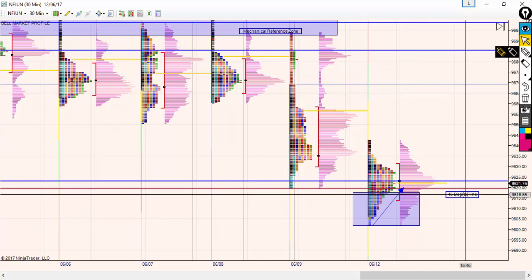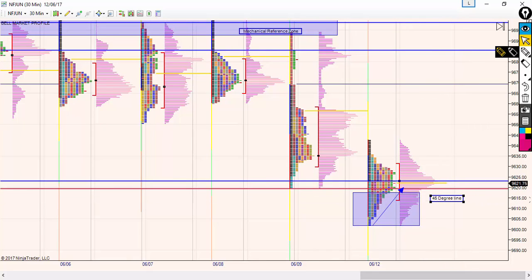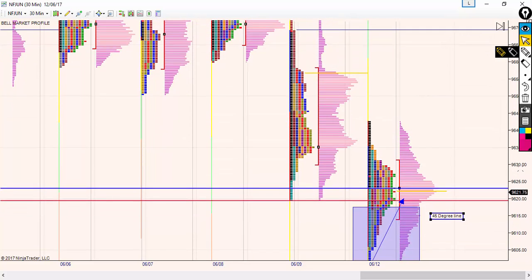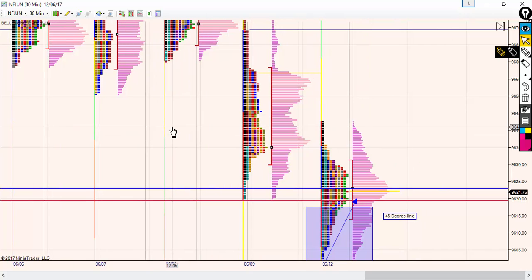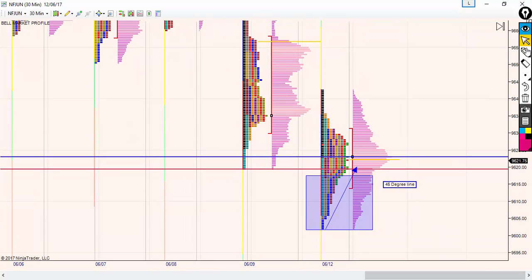So the 45-degree line says that. And the other thing I would like to point out is the point of control is around 9621, right? And so when it comes to talking about the scenarios, my first scenario goes like this.